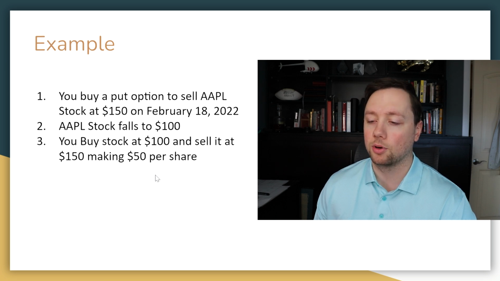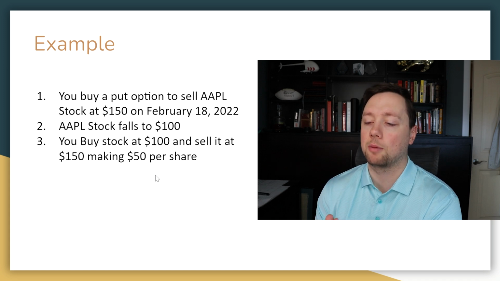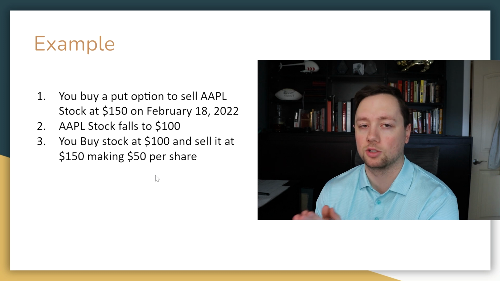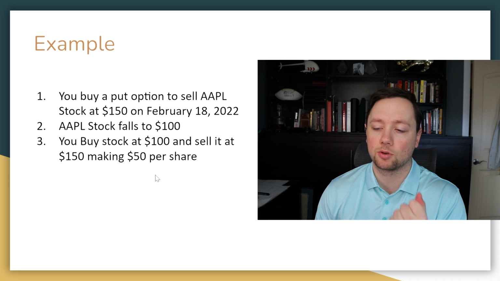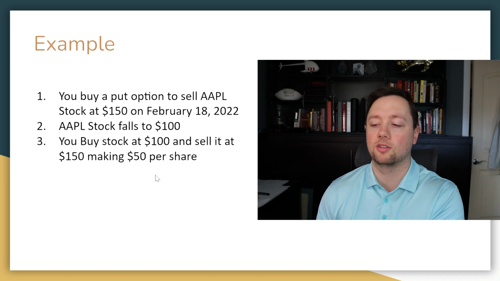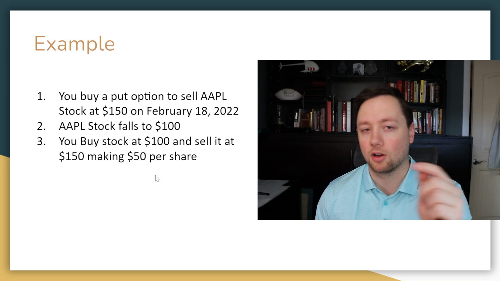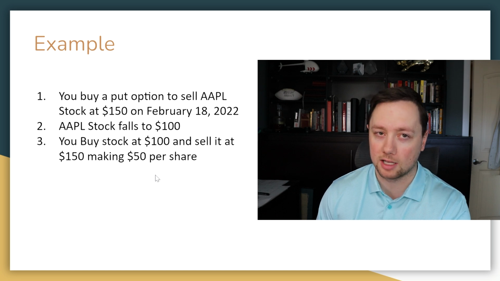So buying a put option, let's just look at an example here. You buy a put option to sell Apple stock at $150 on February 18th, 2022. That means that I'm going into the market and buying this option, and it gives me the right to sell Apple stock at $150 on February 18th, 2022. It basically means that no matter what, there's going to be somebody on the other side of that trade that will buy the Apple stock from me at $150. That's what it's saying here.